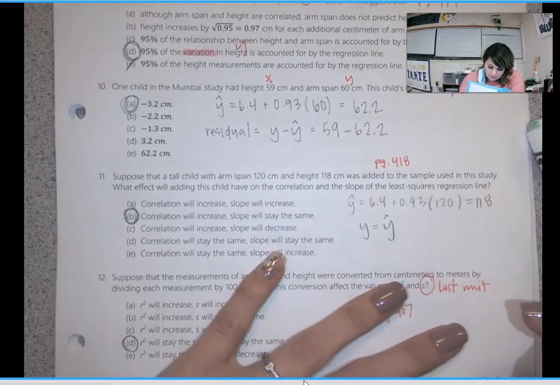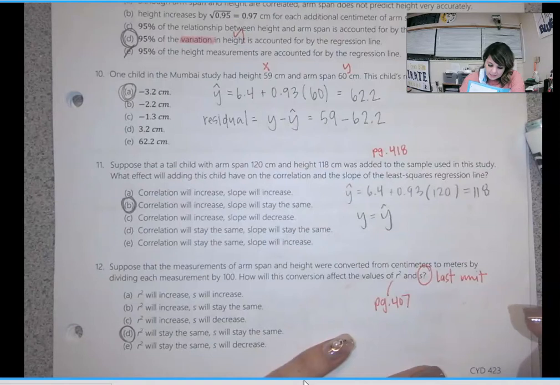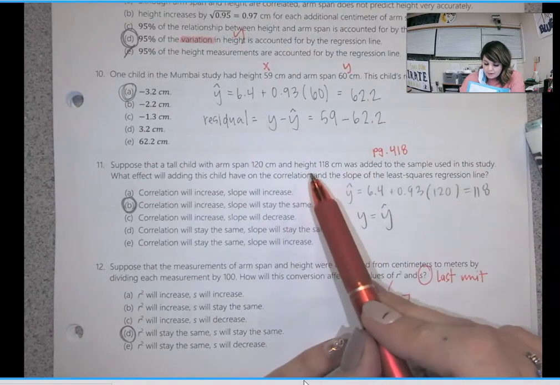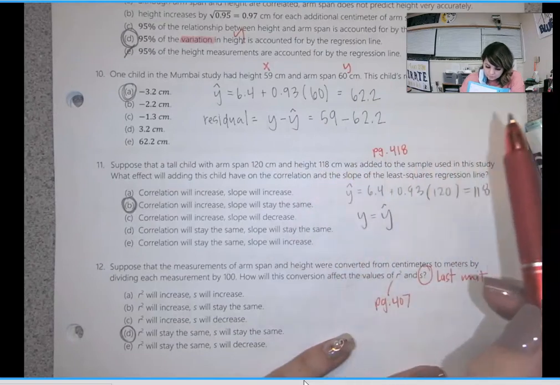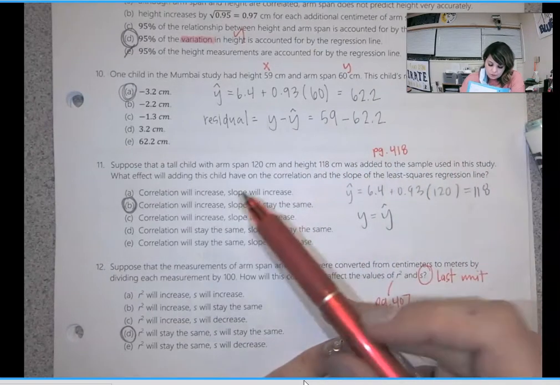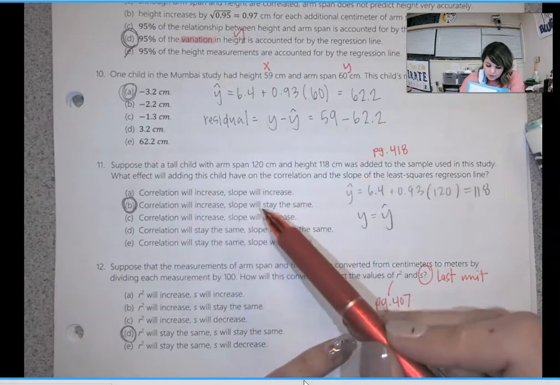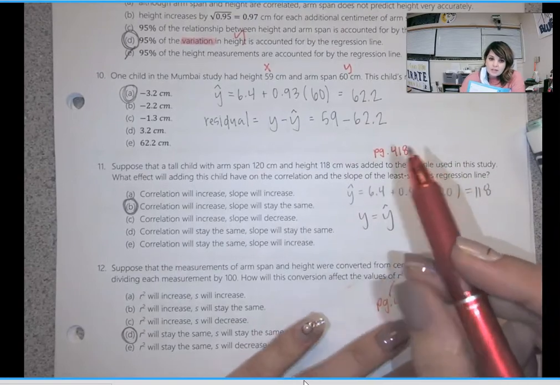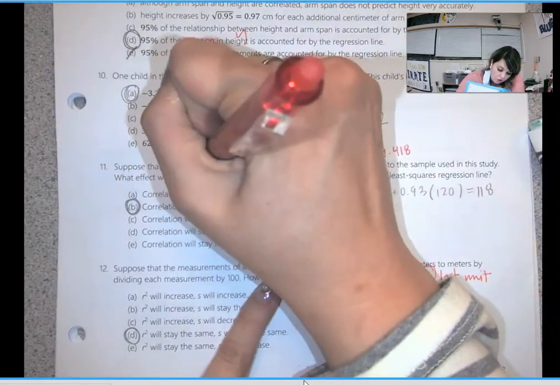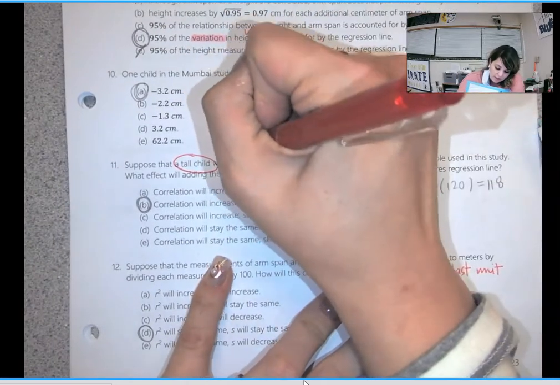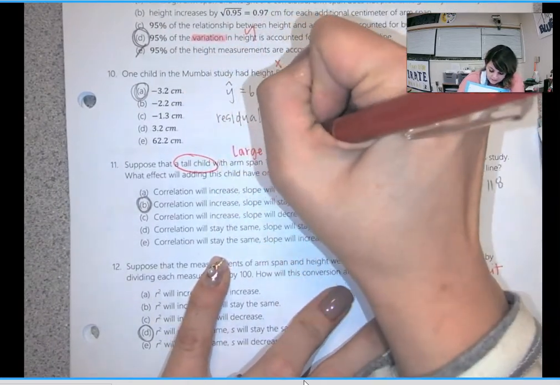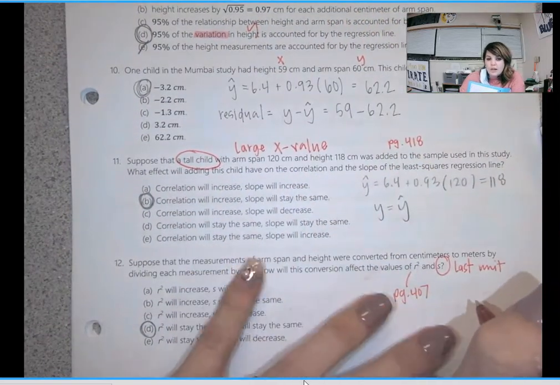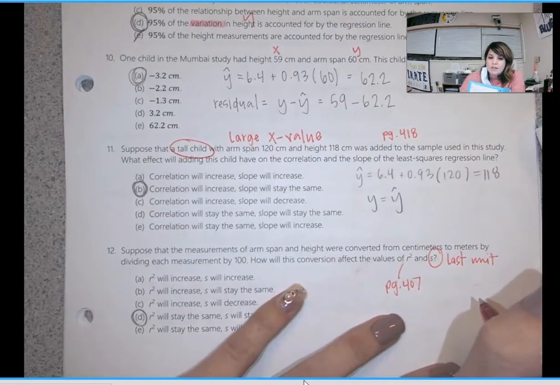Number 11, suppose that we add in a very tall child with an arm span of 120 and a height of 118, what will happen to, it looks like they want us to look at correlation and slope. So the first thing is, they're telling us that this is a tall child, which means you're going to have a large X value.